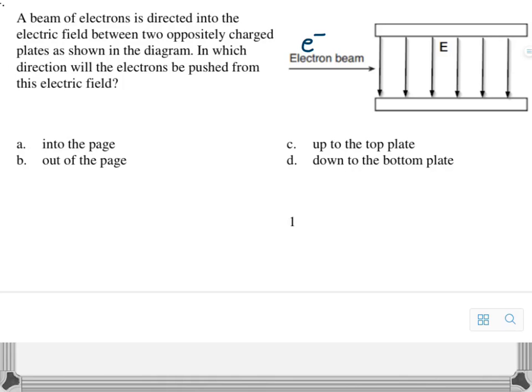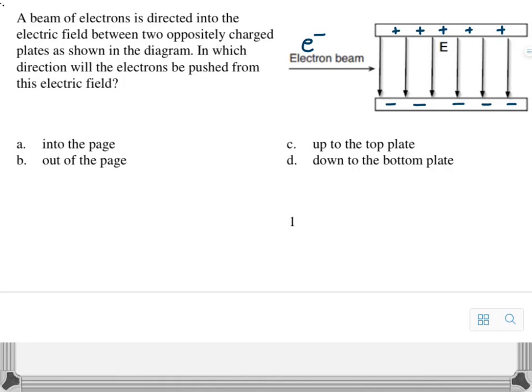Now, another way to think about it was when we were drawing electric fields, we were always drawing them from the positive to the negative charge. So this plate up here has what type of charge? It has a positive charge, because that's where the electric field is coming from. It's going to this plate, so this plate has to be negatively charged.